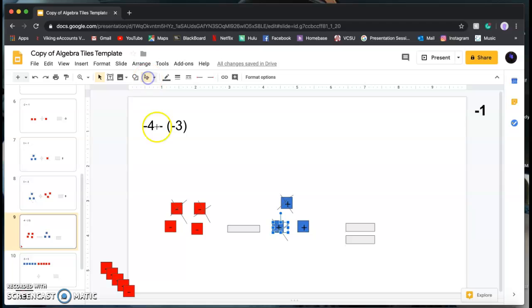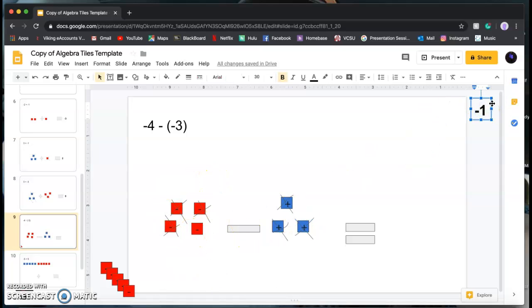I still see one more that I can cancel out. So I'm going to cancel out this negative number, and then I'm also going to cancel out this positive tile. And now what do I have left over? I have a negative left over. So my answer would be -1.